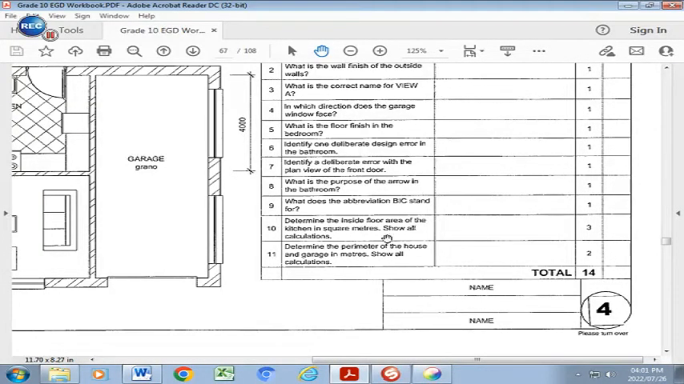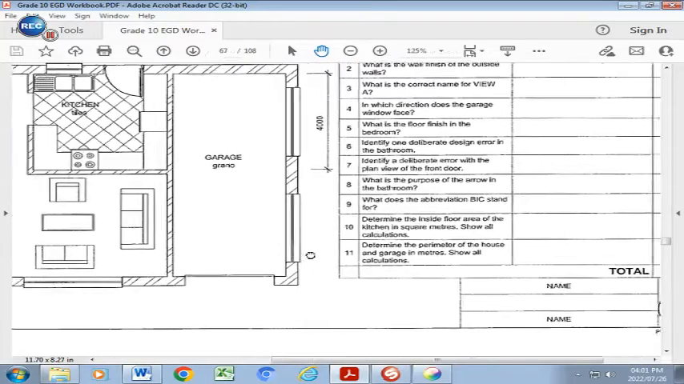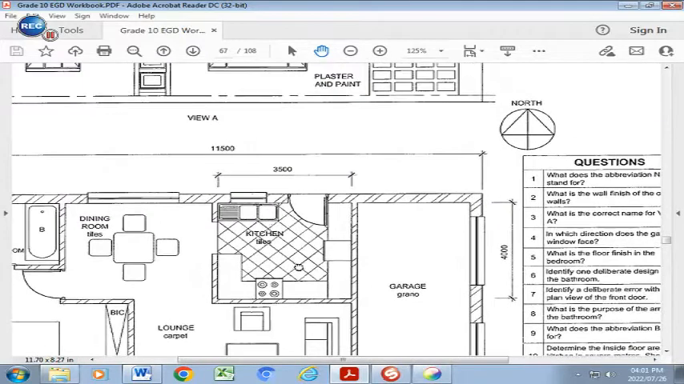Number 10, this is a mathematical question. Determine the inside floor area of the kitchen in square meters. Show all calculations. So you're going to go to your kitchen here. You're going to find that the length of your kitchen, according to this dimension, is 4,000, which in meters would be 4 meters. And this is 3,500, which would be 3.5 meters.